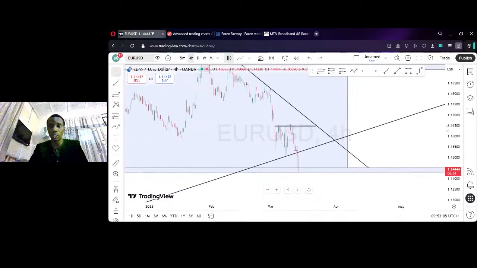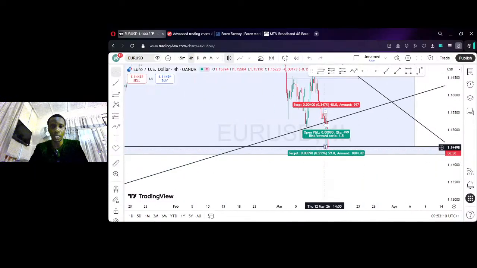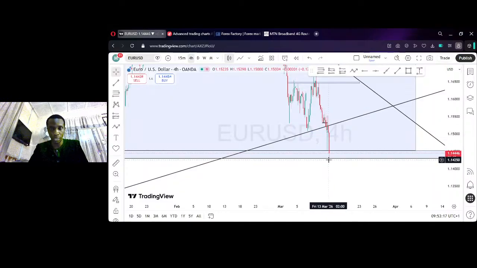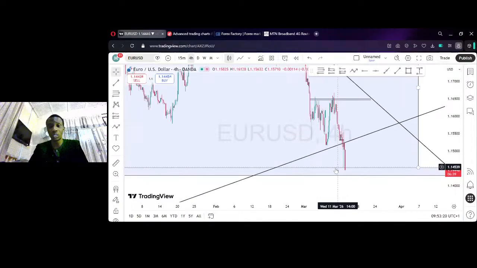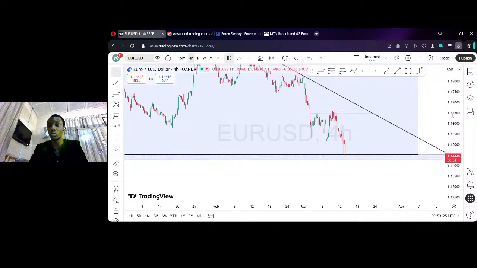I was able to take a position right here, and as you speak, profit taking has happened. I have taken out my profit somewhere around here, and price pushed back down. So now what next? Now if I take out this trend line, it's done. So now what next on Euro USD?